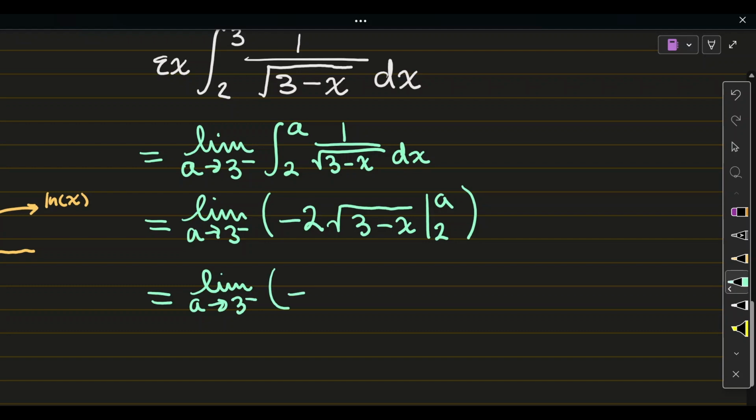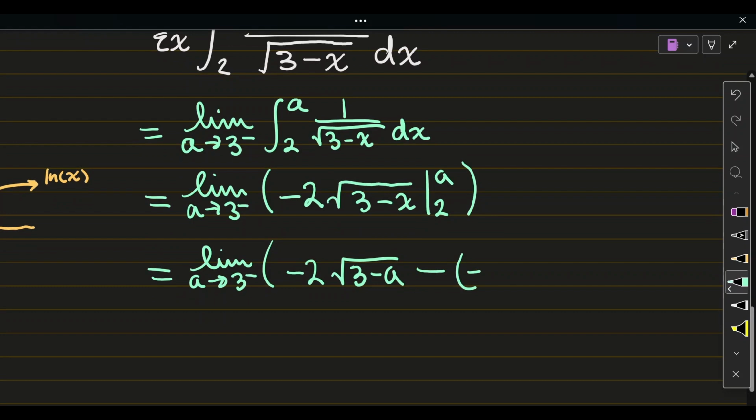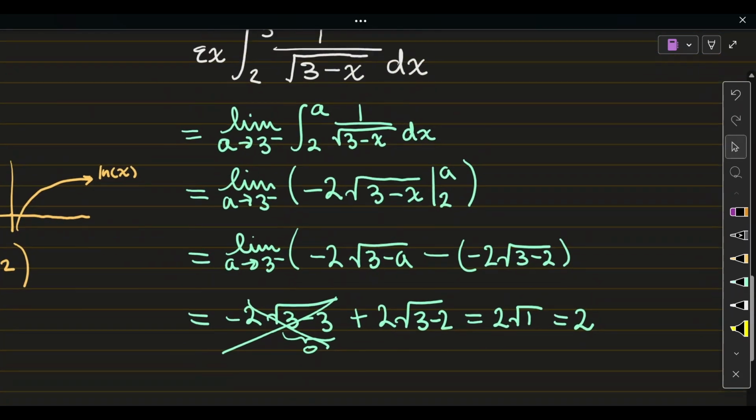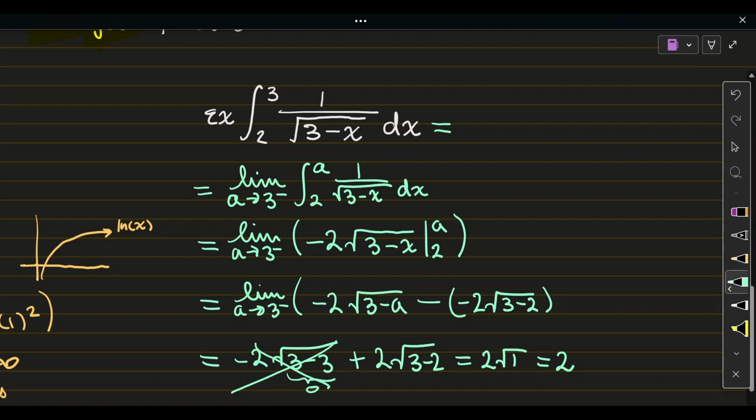So I will have negative 2 times the square root of 3 minus a, minus negative 2 times the square root of 3 minus 2. I can go ahead and plug in 3 for a by the properties of limits. So I have negative 2 times the square root of 3 minus 3, plus 2 times the square root of 3 minus 2. This will go to 0, so that will cancel. And so I'm just left with 2 times the square root of 1, which is 2. So this tells us that our original integral converges to 2.